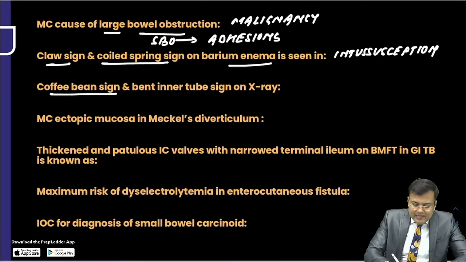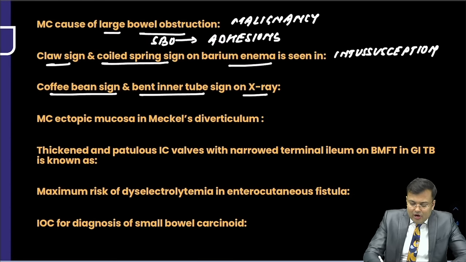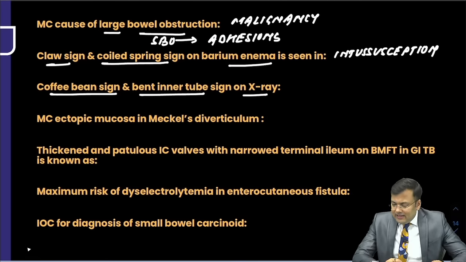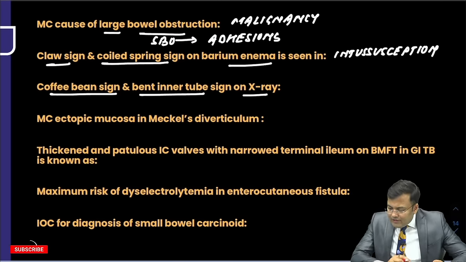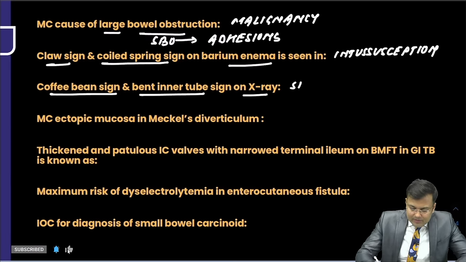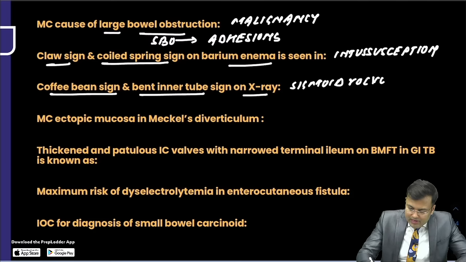Next, coffee bean sign, bent inner tube on X-ray. It is seen in which condition? Volvulus, which volvulus? Sigmoid. Very good. All of you are correct. It is sigmoid volvulus. Very good, guys.